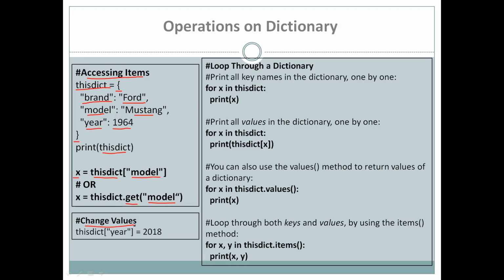Okay, let us go to the next part, that is change value: how to change the value of a particular element. To change the value, we can use a syntax similar to this: thisdict in square brackets the key for which we want to change the value, and then the new value we have to pass. If you look at the earlier value, it is 1964 and we want to change it to 2018. So let's see.